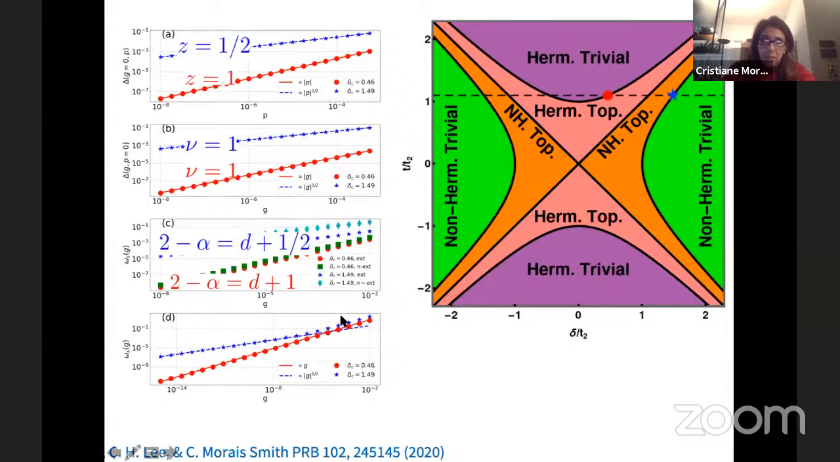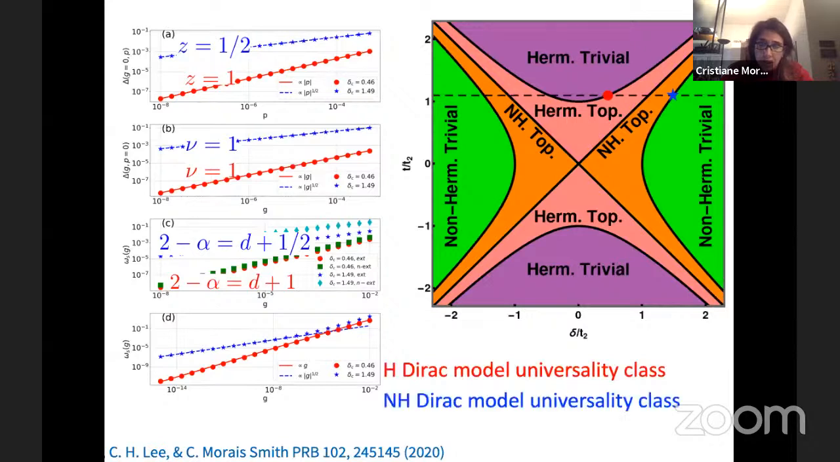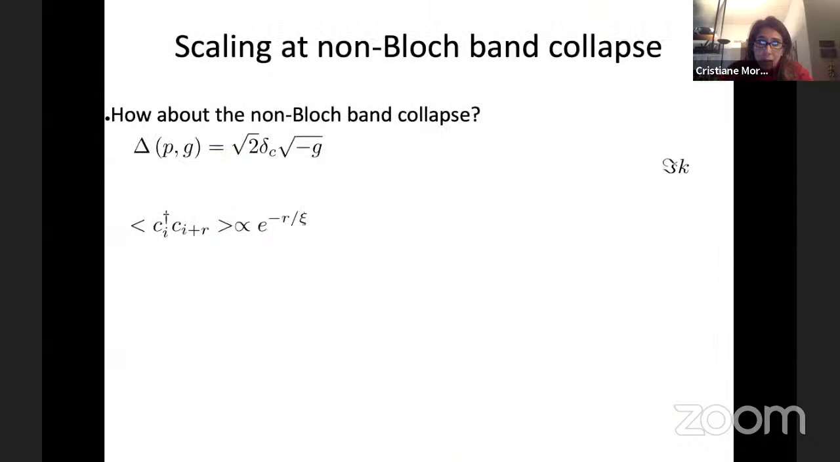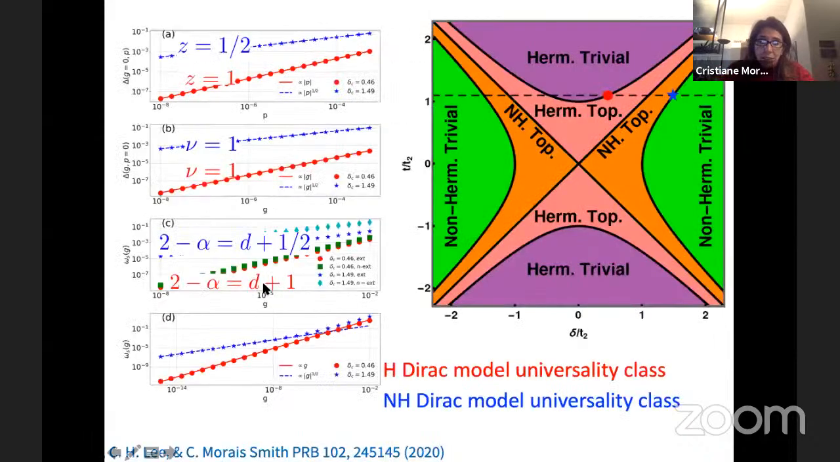So that is something different that we have for the non-Hermitian models. So the red one is in the Hermitian-Dirac model universality class. This is for the non-Hermitian Dirac model universality class with this complex coefficients alpha and beta that I have shown you in the previous slide. But this hyperscaling relation keeps holding for both. It's just that I get a different number here, but it still holds.